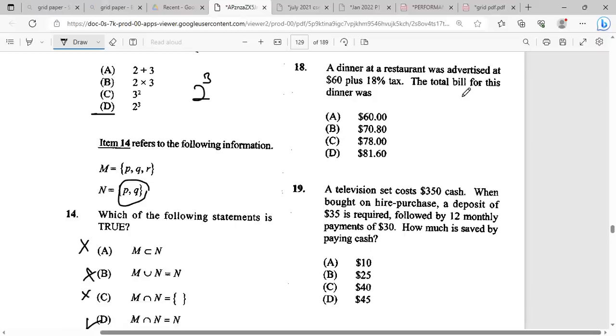A dinner at a restaurant was advertised at $60 plus 18% tax. The total bill for the dinner was. So we need to find 18% of the $60 to add the tax to that, all right?